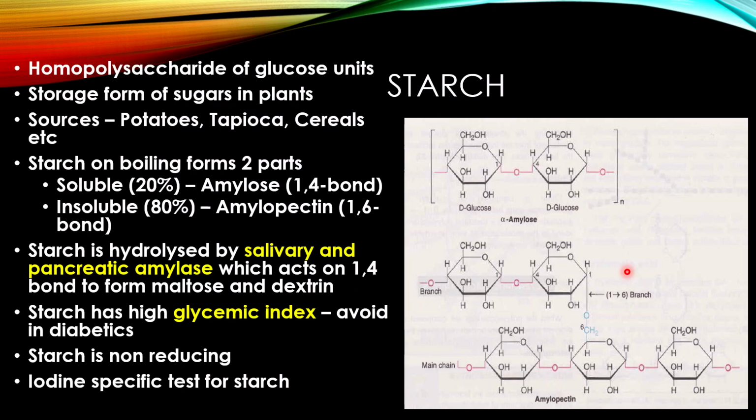Okay, so starch on boiling will form two parts, a soluble part and an insoluble part. The soluble part is called amylose and it has a 1,4 bond only, whereas the insoluble part is called amylopectin, which has 1,6 bonds at various branching points. Okay, so in our body we digest only amylose because we have the enzyme amylase for it. So amylase acts on amylose, whereas we do not digest amylopectin, because we do not have the enzymes for it.